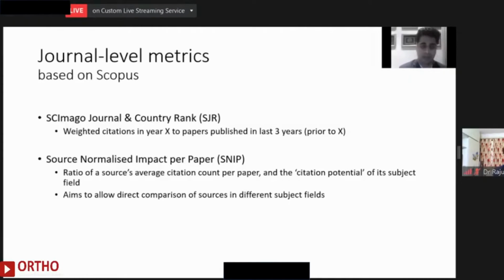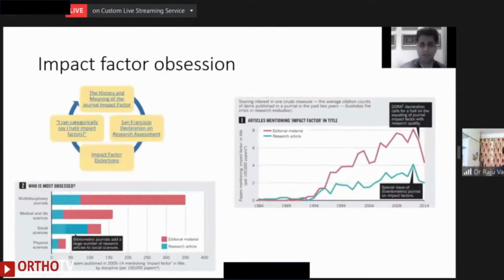So this is a Scimago journal ranking, which is the weighted citations in that year to papers published in the last 3 years, and that gives a sort of ranking of that journal in the whole year. You also have something called the source normalized impact per paper, which is the ratio of the source average citation count per paper and the citation potential of that particular subject field, because many times you have different subject fields which are more discussed and more cited. For example, basic sciences are more cited in most scientific journals by authors writing on various topics.